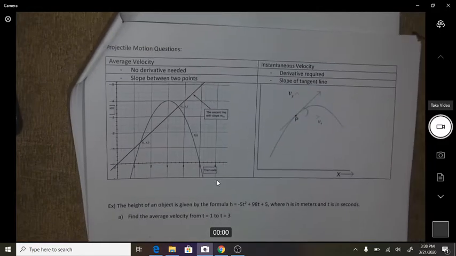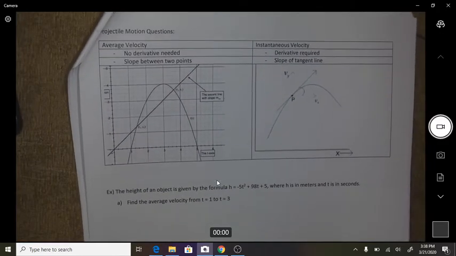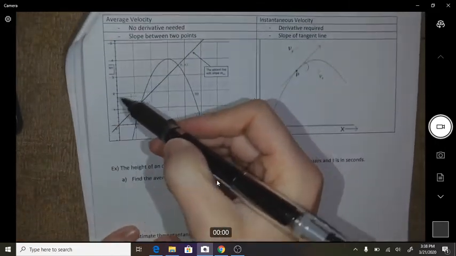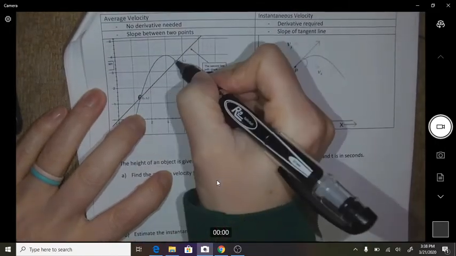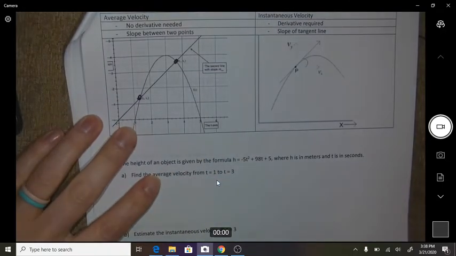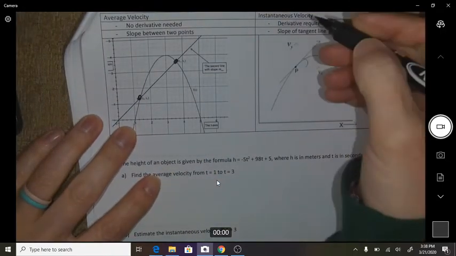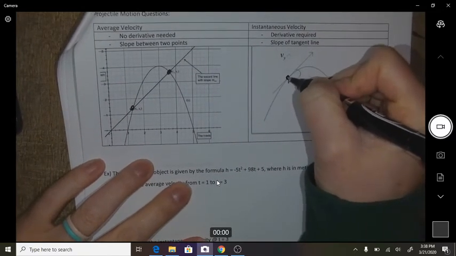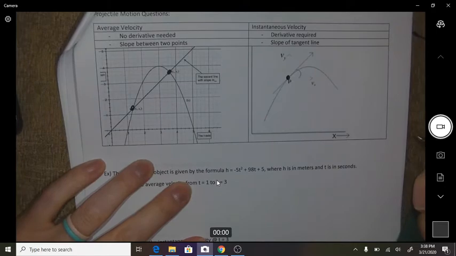Okay, so we're going to talk about some projectile motion questions. We're going to be finding the average velocity. So an average velocity would look on a graph more like this. From here to this point, what was the average velocity? Versus instantaneous velocity would be specifically where you're at one point, what's your velocity?